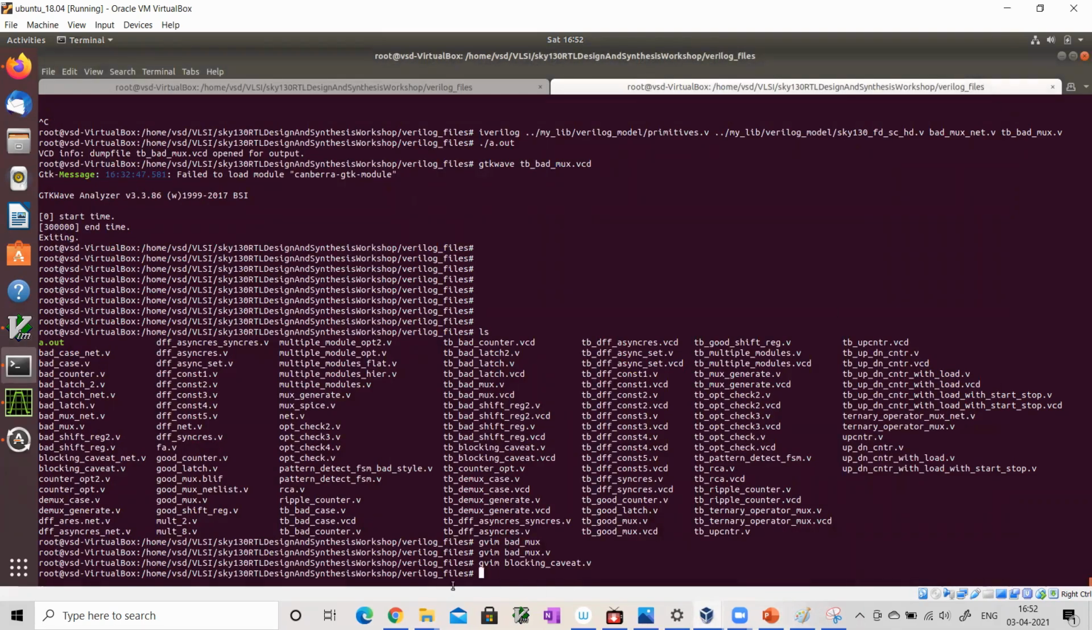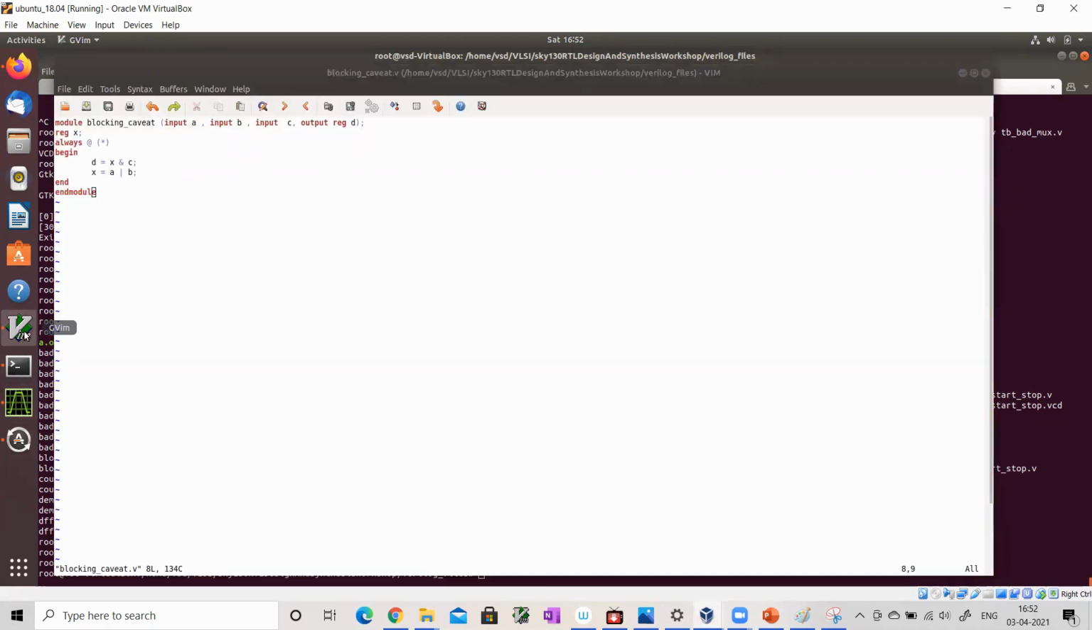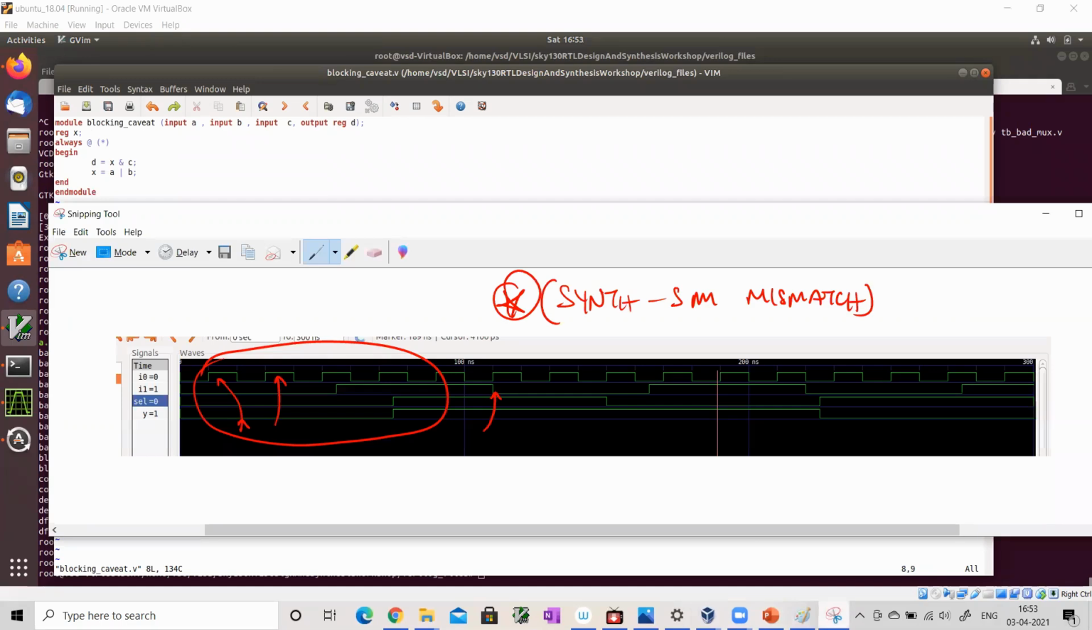The file is again present in the same standard area. The file name is blocking underscore caveat.v. So let's see what actually this file contains. Okay, so it's a very simple code. Basically, we want to OR A and B. I think we discussed this earlier also.